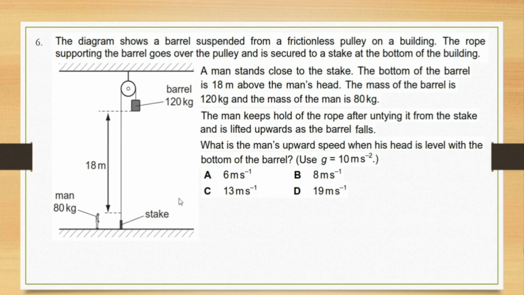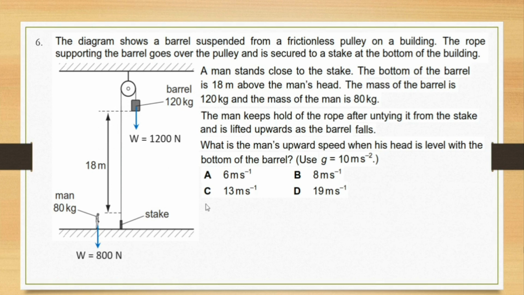So first of all, I would like to draw all the forces that act on the barrel. I have this weight. The weight is 120 multiplied by 10 meters per second squared. That will be 1,200 newtons. And I have the weight of the man, which will be lifted by the rope here. The weight is 800 newtons. There will be tension here, tension there. But when we analyze this as a system, then we can eliminate those tensions.